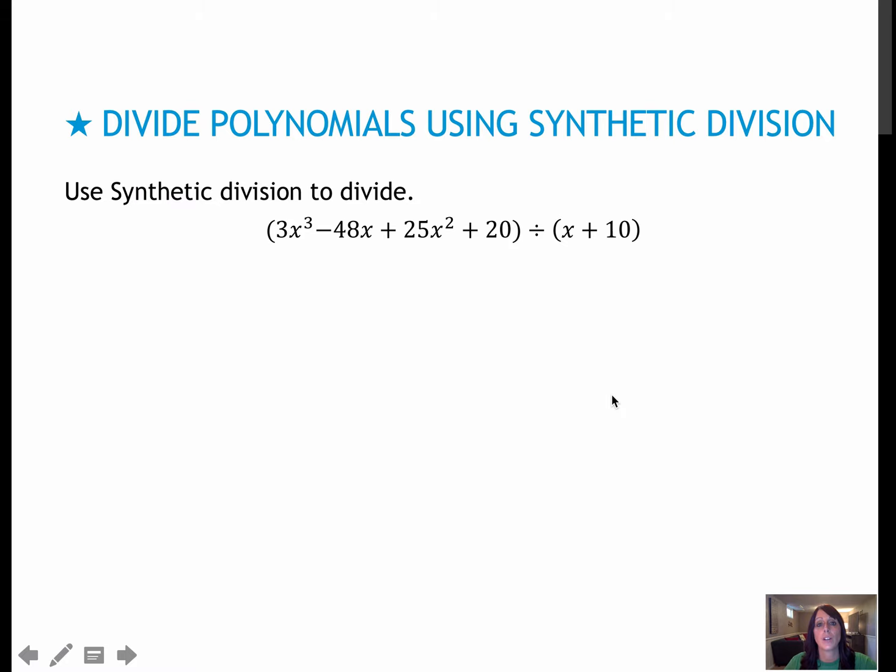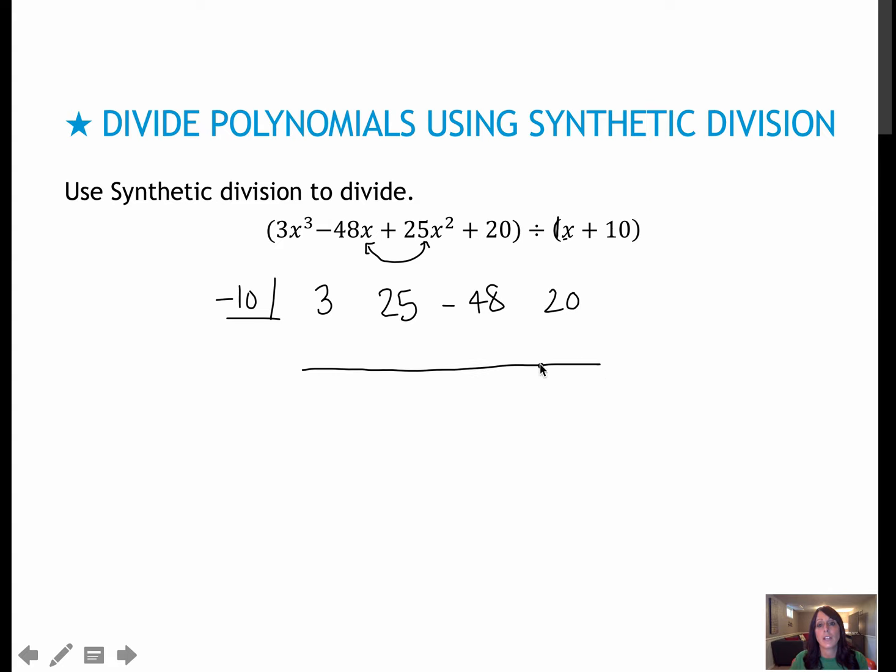Here's one for you to try on your own, so try this question and then press play to check your work. For this particular question, I can use synthetic division, again because there is a 1 in front. What I notice about this, however, is that these two values are in the wrong order. So when I'm writing my coefficients, make sure it's third power, then second power, then first power, then 0 power. So I'm going to use my negative 10 inside the box, which I get when I set x plus 10 equal to 0. I'm going to use 3 for the x cubed, 25 for the x squared, negative 48 for the x to the first, and 20 for the x to the 0.